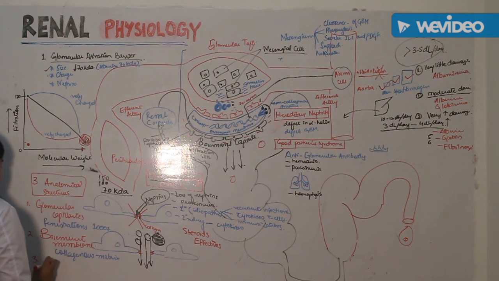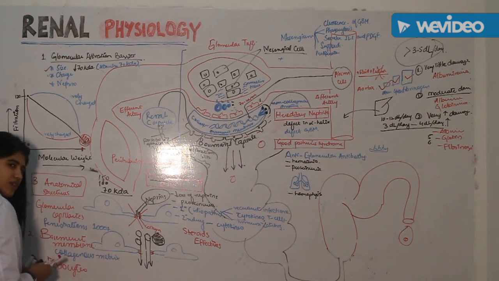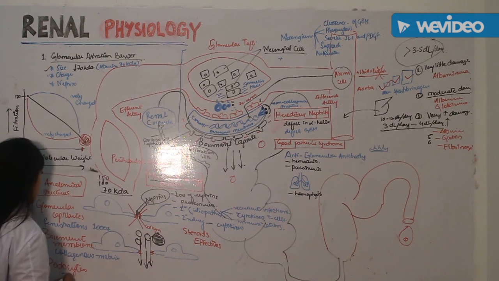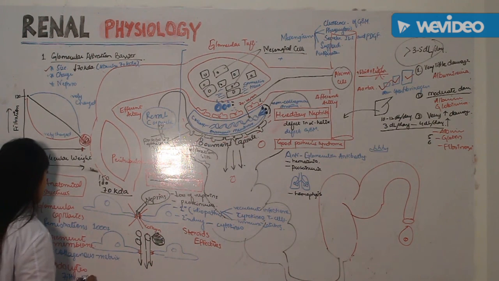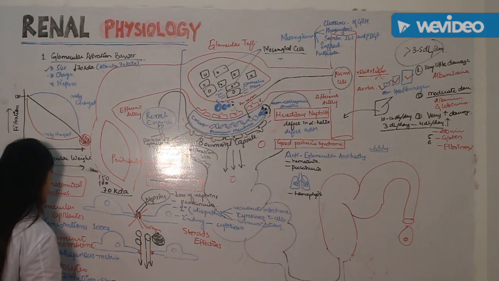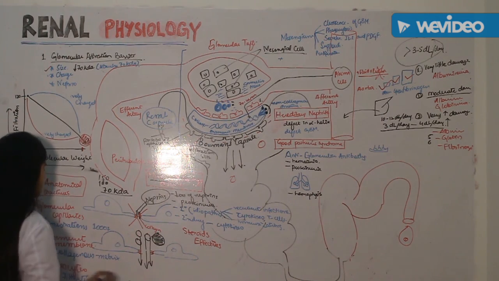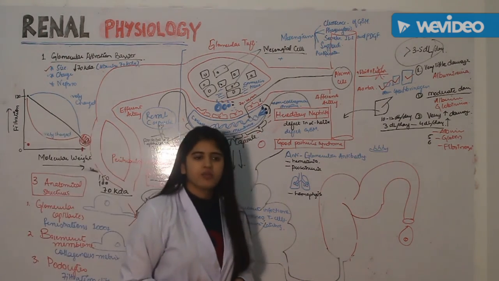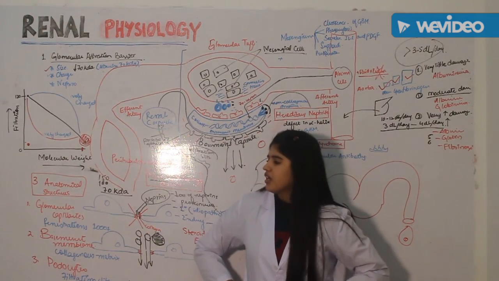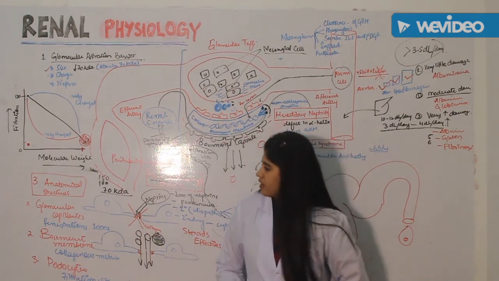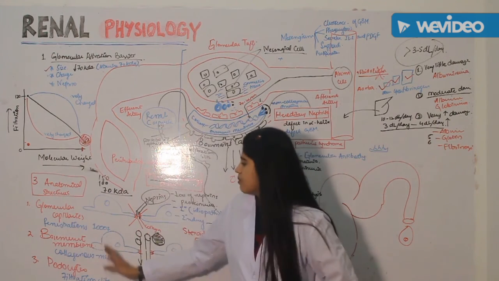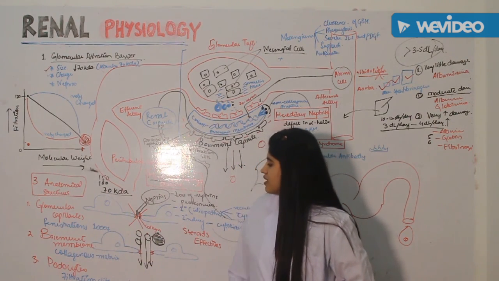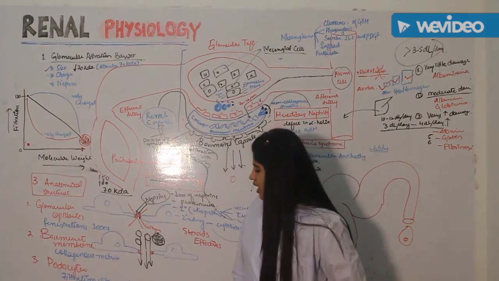the podocytes. And the podocytes have filtration slits, and also the nephrins to remember. So this was about the three anatomical structures of the glomerular apparatus, which is the glomerular capillaries having fenestrations, the basement membrane having the collagenous matrix, and the podocytes with the filtration slits and the nephrins.